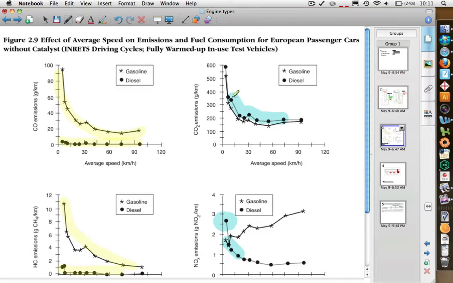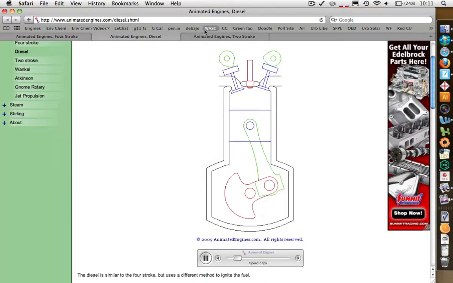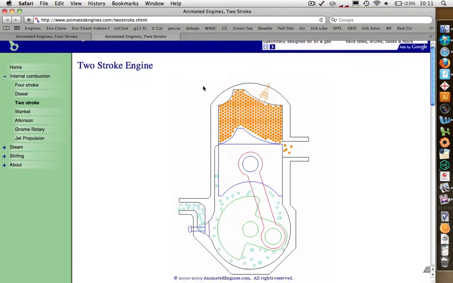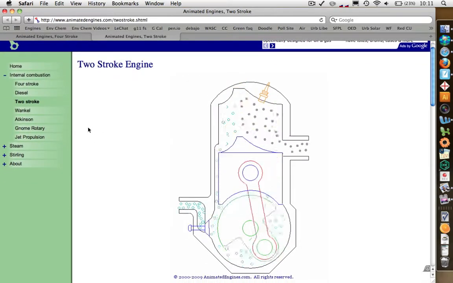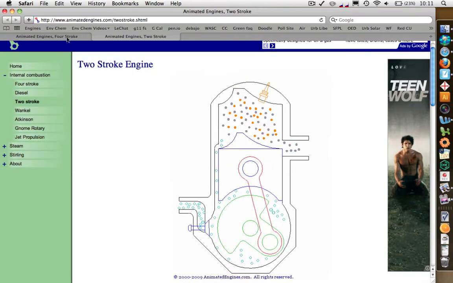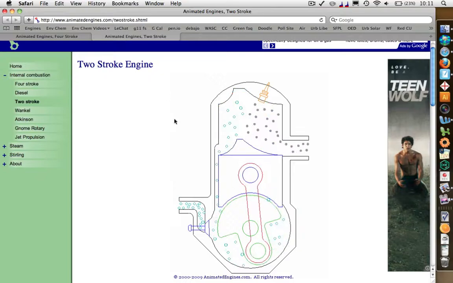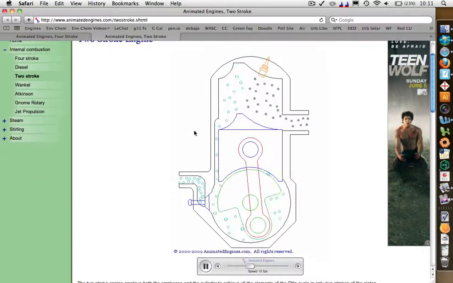Okay, now on to talking about 2- and 4-stroke motors. Let's start by looking at a 2-stroke motor. This looks really different than our 4-stroke motor looked over here. So let's slow this thing down and try to figure out again what's going on.